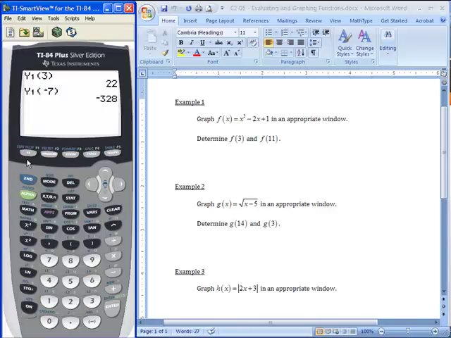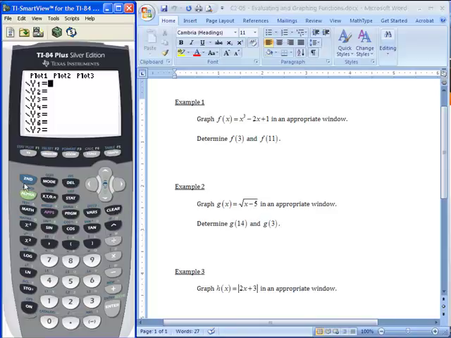All right, let's go back to the y equals screen now and talk about example 2. Here we want to graph the function g of x is equal to the square root of x minus 5 in an appropriate window.